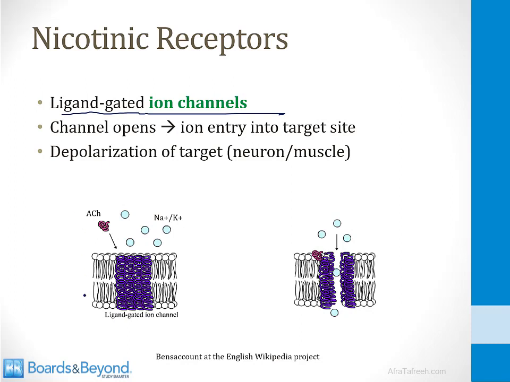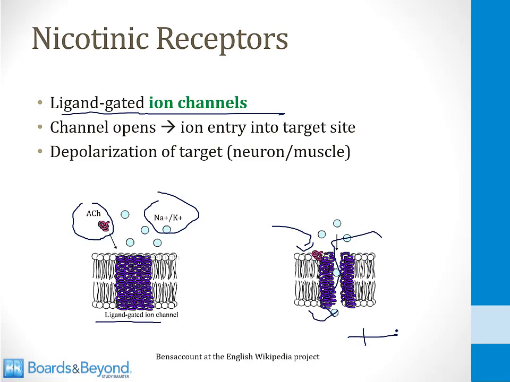So let's look at this drawing on the bottom of the screen. We've got a molecule of acetylcholine coming in to bind to the nicotinic receptor, which is the ligand-gated ion channel. Out here floating around, we have ions like sodium and potassium, and even calcium and magnesium. When acetylcholine binds, the channel opens up like a gate and all these ions pass through, and that's going to depolarize either a neuron or a muscle cell.